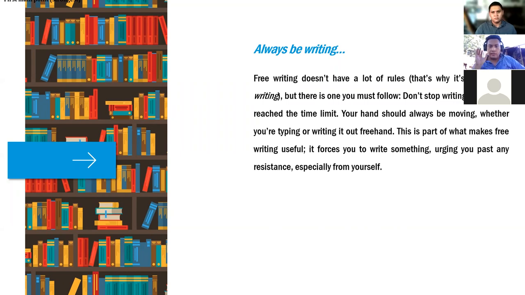Okay, what happens in this case? Well, it says, that is why it is called free writing, but there is one rule you must follow: don't stop writing until you have reached the time limit. What are you going to do here? Well, you can set a time or you can set a specific number of lines. That is what Santos did. He said you are going to write one paragraph about one of those topics, between 8 to 12 lines.